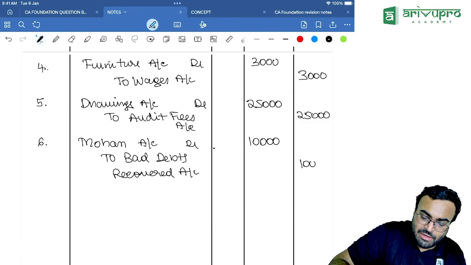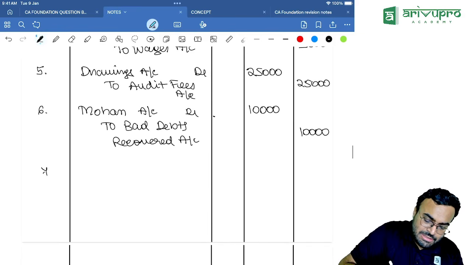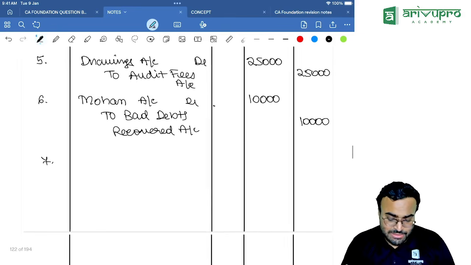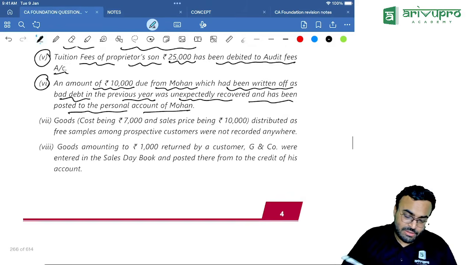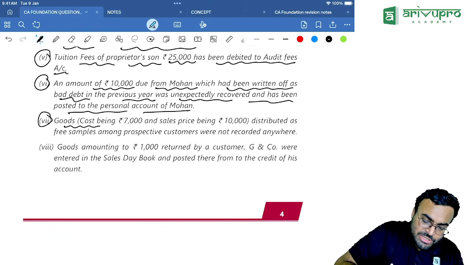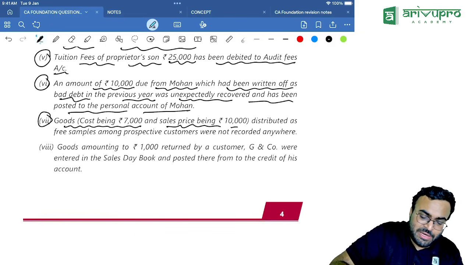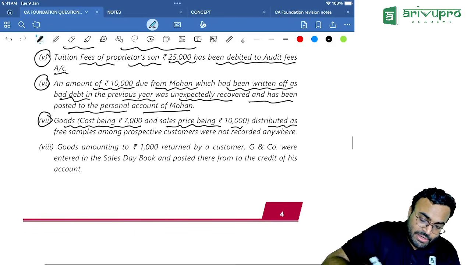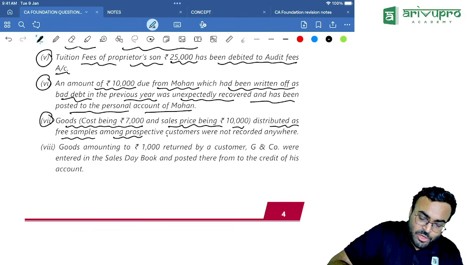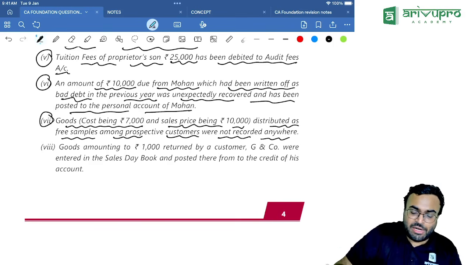Bad debts recovered account 10,000. Is it clear? Any doubts with this? Now, next one. 7. Goods costing 7,000 and sale price being 10,000, distributed as free samples among prospective customers, were not recorded anywhere.